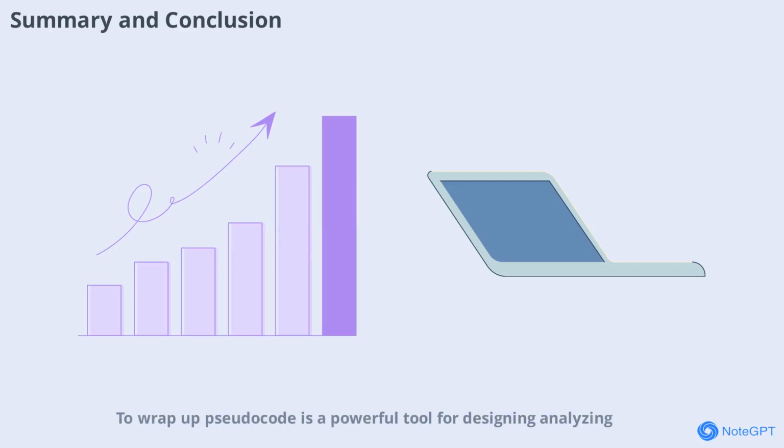To wrap up, pseudocode is a powerful tool for designing, analyzing, and communicating algorithms. It helps you focus on logic, collaborate with others, and transition smoothly to real code. By mastering pseudocode, you'll become a more effective problem solver and programmer.